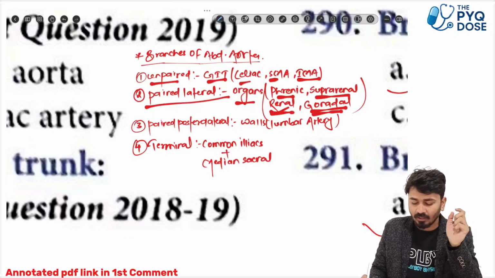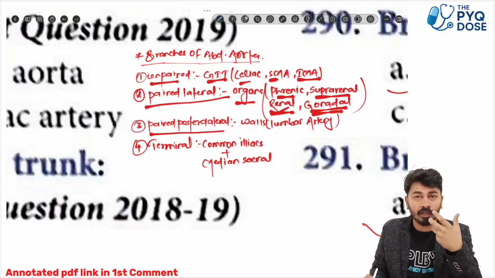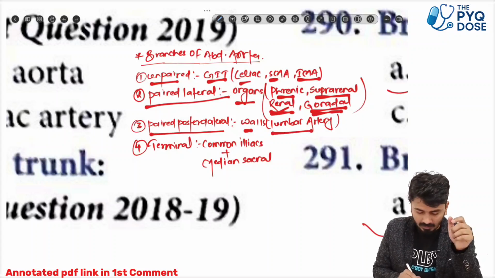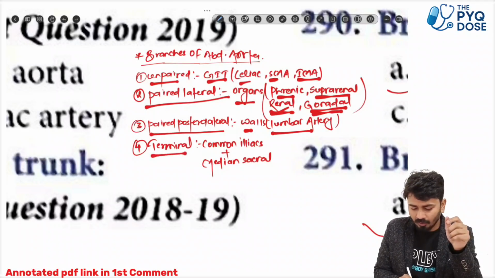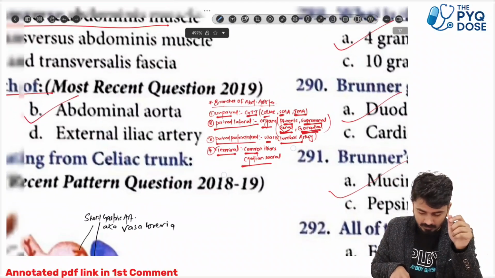So the paired lateral arteries are supplying what? The gonadal artery. That is a branch of the abdominal aorta. And next, there will be a paired artery on the posterolateral side. It will supply the walls, that is the lumbar artery, and the terminal branches will be the common iliac plus the medial sacral artery.